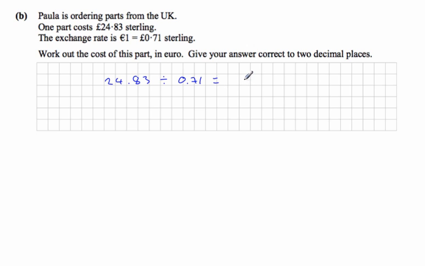And on the calculator, the answer to that is 34.97183, and it goes on a bit more. There's a dot over the 9. But it does ask us to give our answer to correct to 2 decimal places. So we'll do that. So that would be 34.97, and that's euro. Don't forget the units. And that's the end to part B.